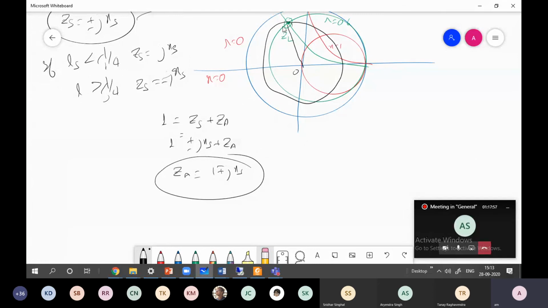Now from here we have to move in the clockwise direction to reach the G equals 1 circle. So this is the R equals 1 circle. That is the real part. So we have this point and this point.